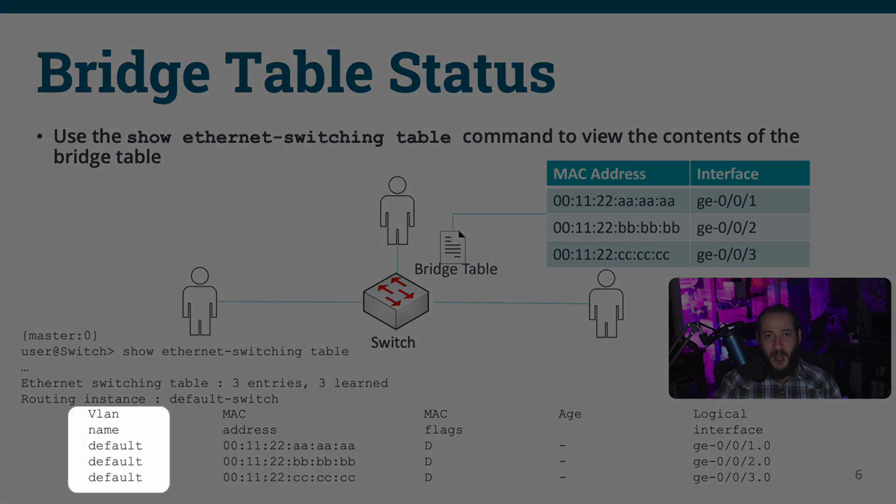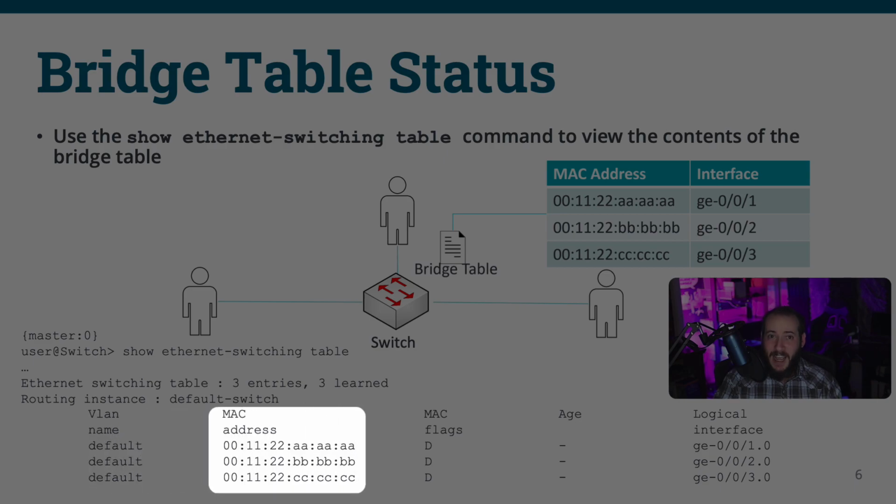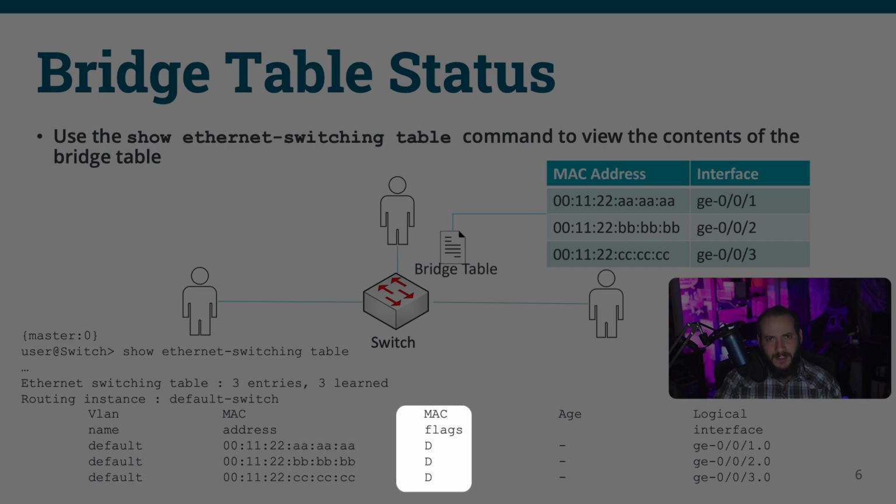In the far left column, we see the VLAN that these MACs are seen on. This switch only has the default VLAN configured. The next column shows the MAC address in the table entry. The next is any flags for this entry. D means the entry was learned dynamically. An S would mean that the entry was statically configured. The age column would show how long it has been in seconds since the last frame sourcing from that MAC address has been seen.